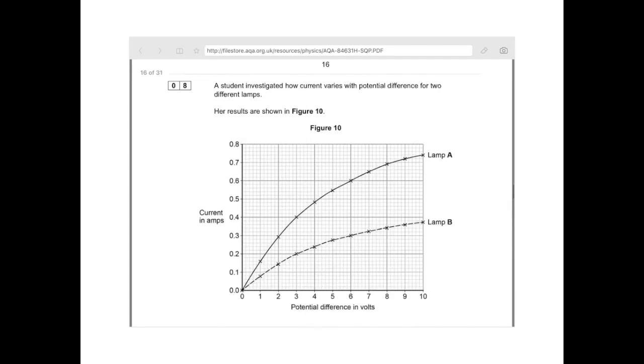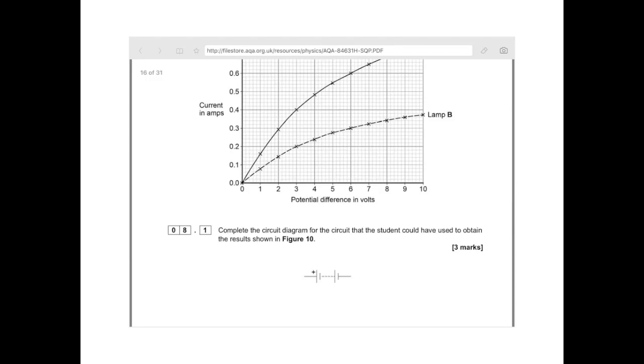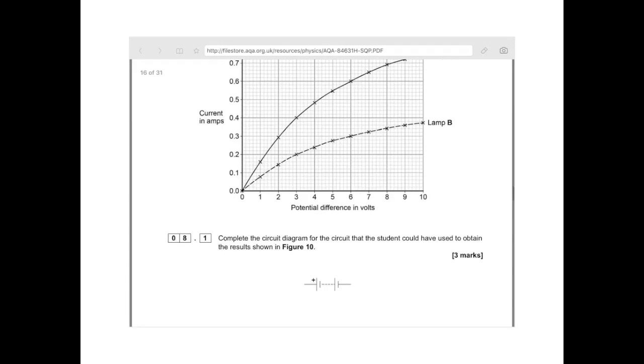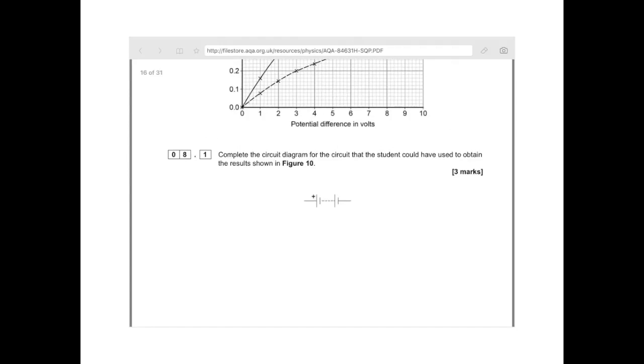A student investigated how current varies with potential difference for 2 different lamps. Her results are shown in figure 10. Complete the circuit diagram for a circuit the student could have used to obtain the results shown in figure 10. Well, they haven't even listed the components. Okay, so we definitely need some lamps included. We need a way of measuring the current, so we're going to include an ammeter. Remember, an ammeter must always be added in series. We need a voltmeter because it says on the x-axis potential difference in volts, so that needs to go in, and remember, because it's a voltmeter, it has to go in parallel. I'll actually show you what that looks like. So we need an ammeter connected in series. Here's our lamp.